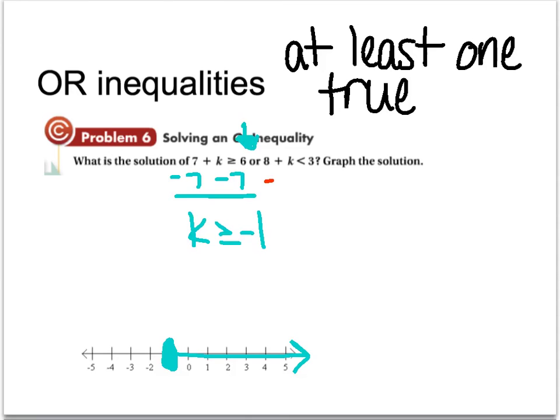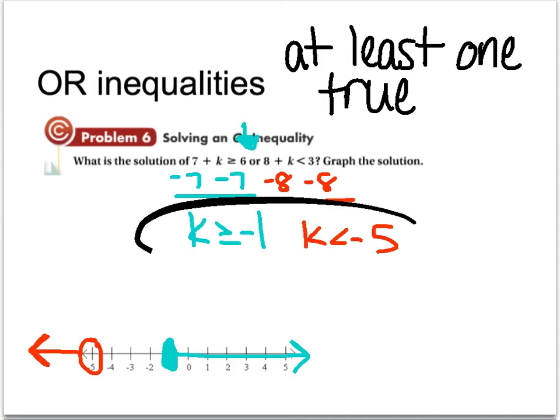And then for the next one, k is less than -5. And guess what, guys? That's our solution. That's all we have to do. Only one of these inequalities has to be true. So anywhere you have the blue line, anywhere you have a red line, those are solutions to your equation.